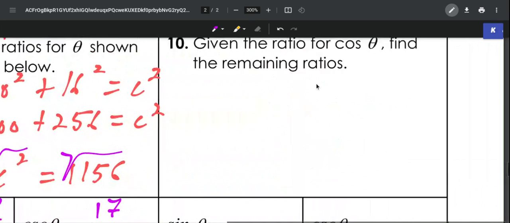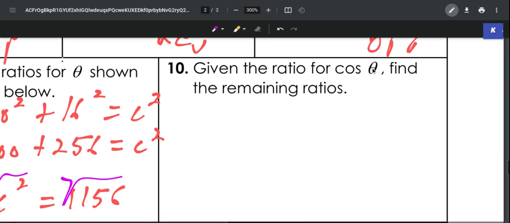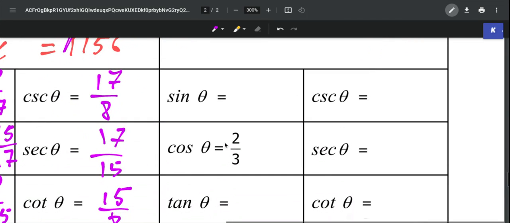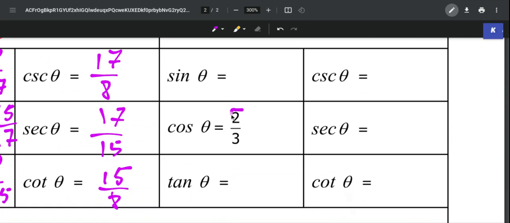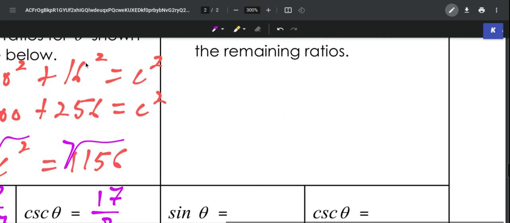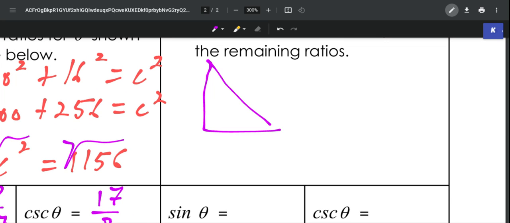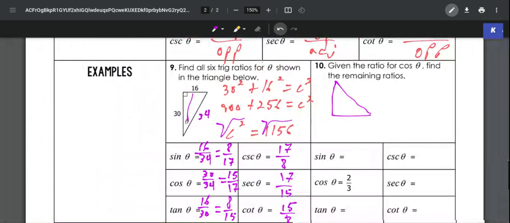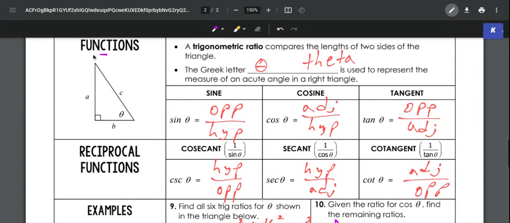All right, so on number 10, we're given a ratio for cosine. We're given that cosine is equal to 2 over 3. We can use that and make a triangle, and then we can figure out the rest of these. Here's how you do it. You'll set up a triangle, and that triangle will look pretty much similar to this one here.